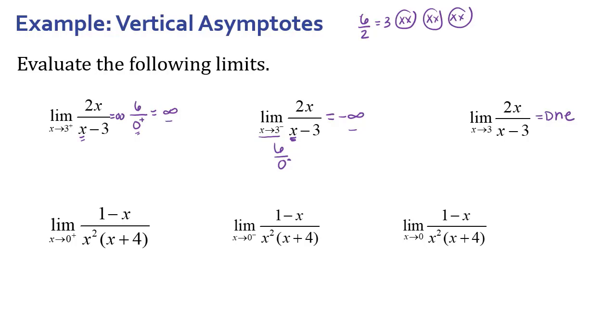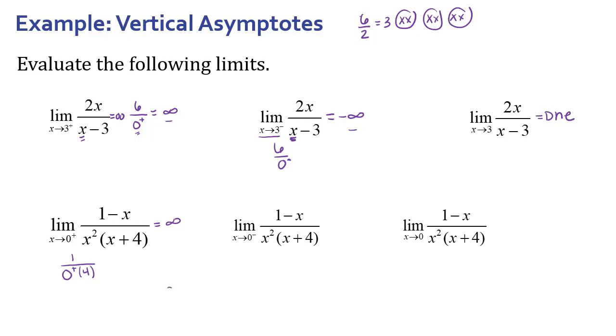Okay, let's look down here at another example. So the limit as x approaches 0 from the right. If I right now plugged 0 into this function, I'm going to get 1 over 0 squared, so that's going to be a positive, times 0 plus 4, which is 4. Again, this is a positive number, but anytime you square something, it always becomes positive. So this is going to be going towards positive infinity.